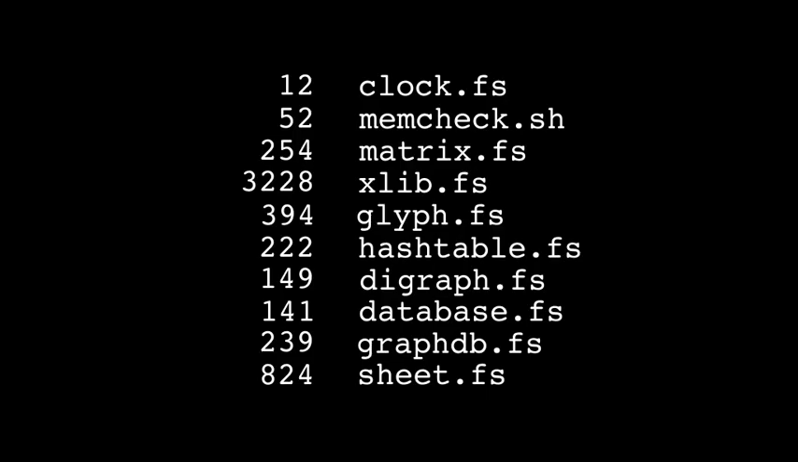394 lines in the glyph program. That's the program that you use to edit the glyphs in the font. 222 lines for a hash table, 149 lines in my digraph routines, 141 lines in the database management code.